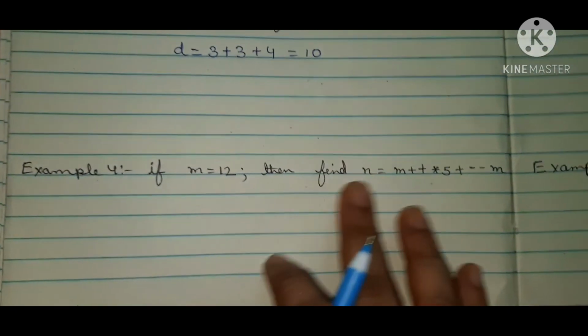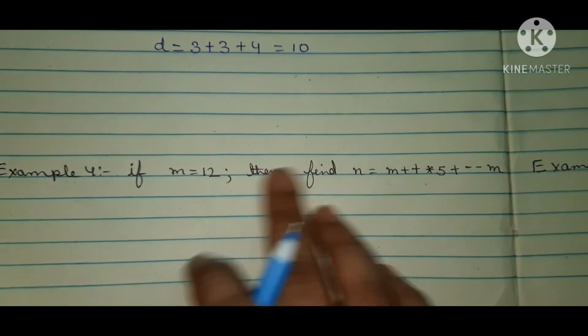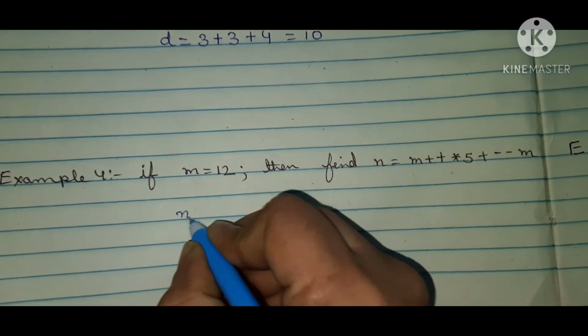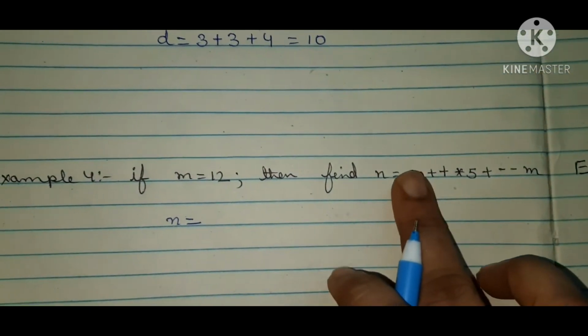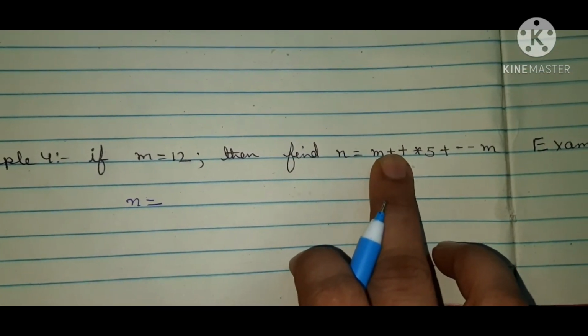Let's see here the value of n. Here the value of m is 12. Let's write n equals m++. First we'll write, then increase the value of m.